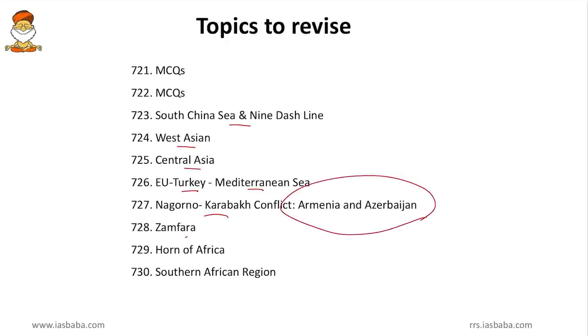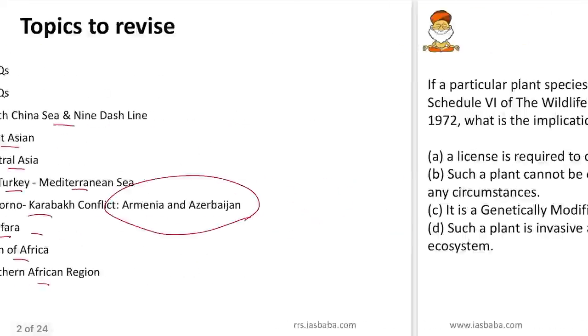Then the Zamfara and the Sahel region we discuss here. And then the Horn of Africa because of the Eritrea-Ethiopia conflict. And then the Southern African region. Now coming to the first one, the MCQs.